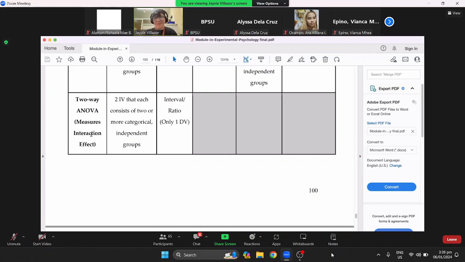At ang dependent variable natin, ilan daw? Isa. And it should be interval ratio. Ano yung pwedeng gawin nating dependent variable? Pwede natin gawin dependent variable, sorry, is mental health. Sir, pwede ba maging interval ratio ang mental health? Oo naman, paano? O hanap ka ng mental health questionnaire. Di ba? It becomes interval ratio in terms of your dependent variable. So pag ang study mo ay ganun, two-way ANOVA ang gagamitin mo.